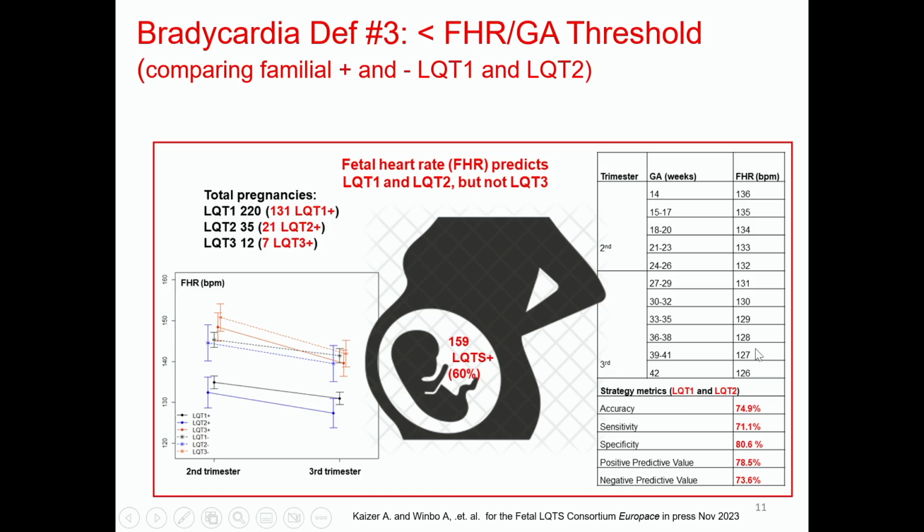And in fact, we were able to determine the cut points at these various gestational ages, and below these cut points that was associated with long QT syndrome with a fairly good sensitivity, but a much better specificity, a much more balanced specificity and sensitivity than what we saw with fetal heart rates less than the third percentile for gestational age.